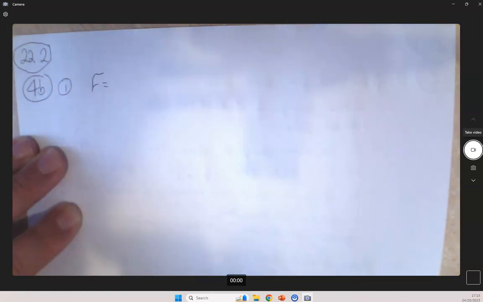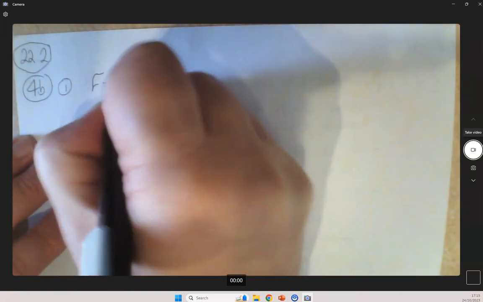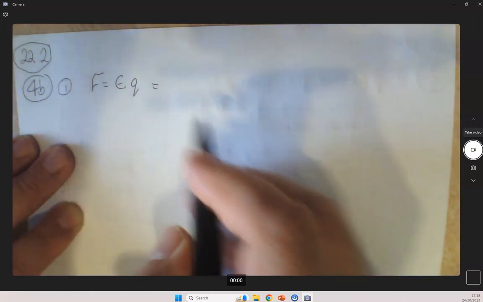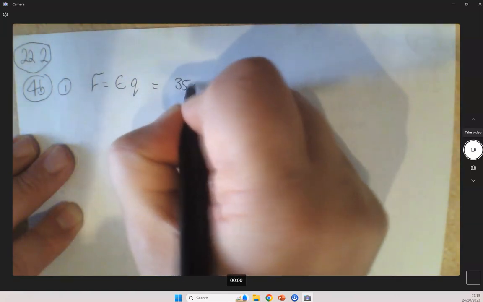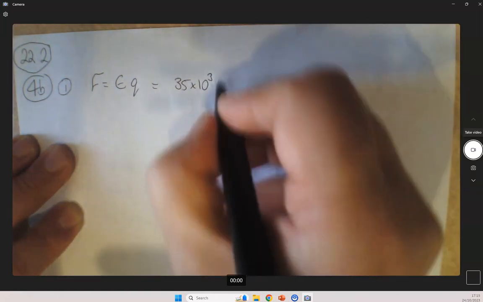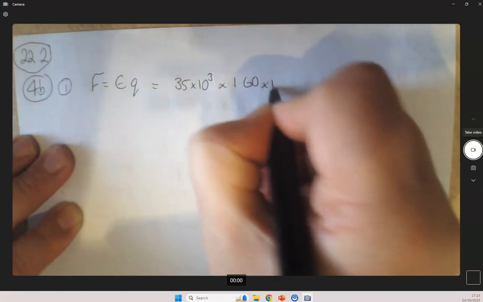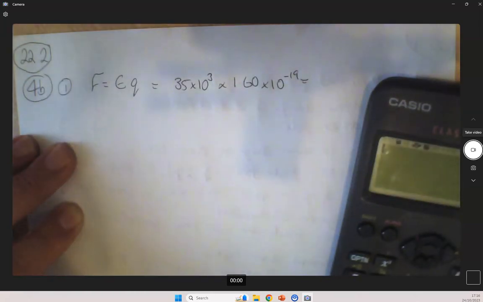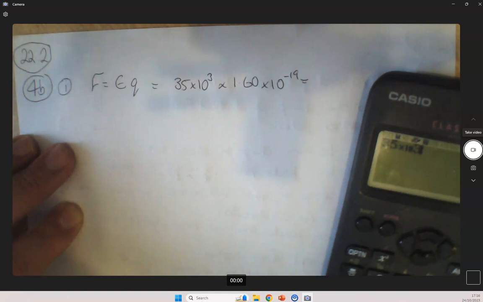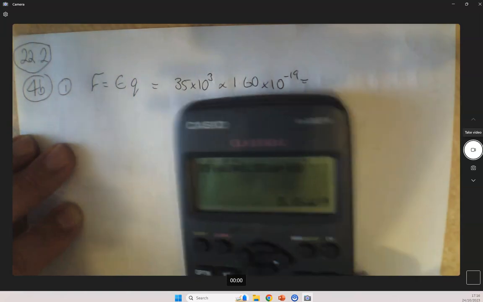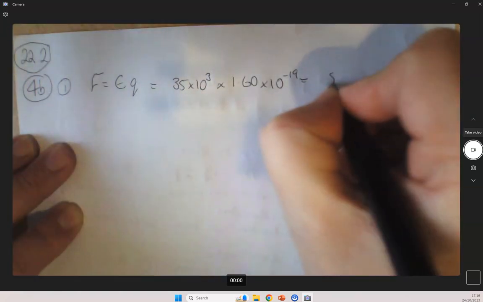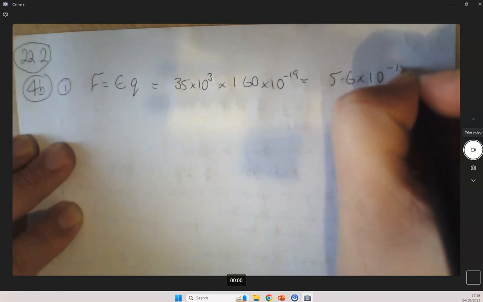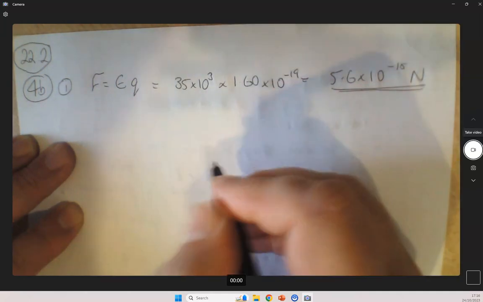We know the force on a charged particle is EQ. They told us the electrical field strength was 35 times 10 to the 3 volts per meter, and the charge on an electron is 1.60 times 10 to the minus 19 coulombs. Multiply those two together. 35 e to the 3 multiplied by 1.6 e to the minus 19 gives me an answer of 5.6 times 10 to the minus 15, and that'll be newtons. Newtons, because it's just a force.